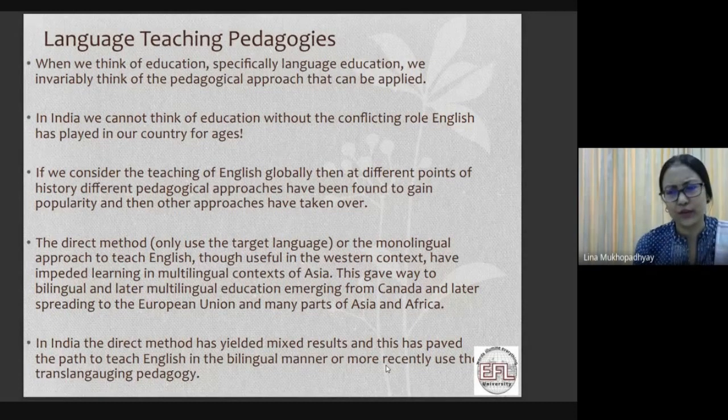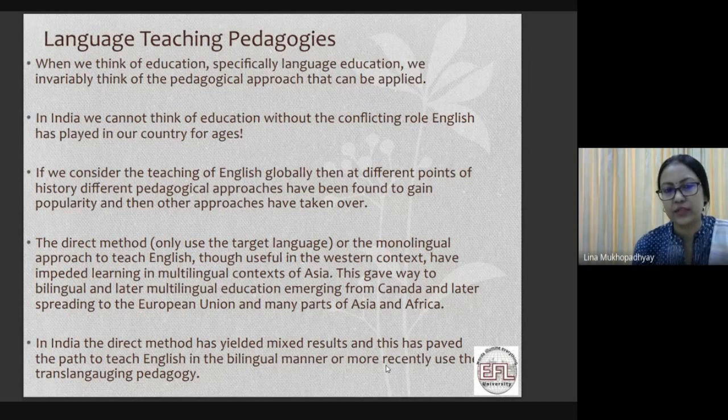So there is a lot of confusion, there is a lot of conflict with the role of English in the classroom context. If we consider the teaching of English globally, then at different points of history, because of various factors, linguistic, cognitive, psychological, different pedagogical approaches have come to the forefront. They have gained popularity, and then over a period of time they have not been so popular, and new approaches have taken over.